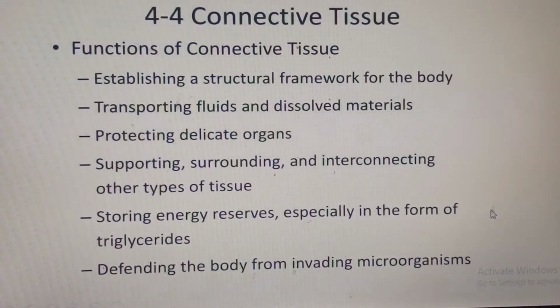So having seen the components of connective tissue, what are the functions of connective tissue? I've already mentioned some to you. One of them is establishing a structural framework for the body, helping in transporting fluids and dissolved material like the blood, protecting delicate organs like the bone, and supporting, surrounding, and interconnecting other tissue types. Like the loose connective tissue and the dense irregular connective tissue like the capsule, they serve as covering for these structures.